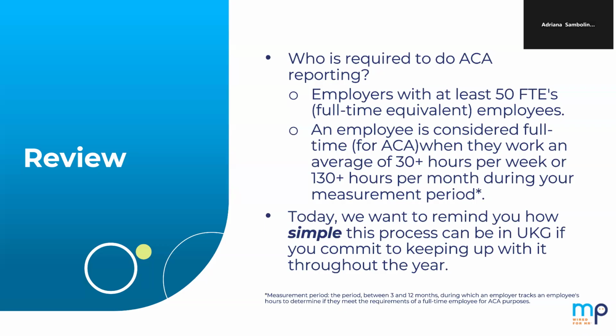For full-time under ACA, everybody's going to have their different internal requirements, but ACA cares that you're working 30 plus hours per week or 130 hours per month during the measurement period. We could talk about ACA for hours and hours, but the measurement period is just the time frame between 3 and 12 months where we identify whether the hours are on average 30 per week, 130 per month. Is it below or above that, to determine if they need to have ACA reporting done?